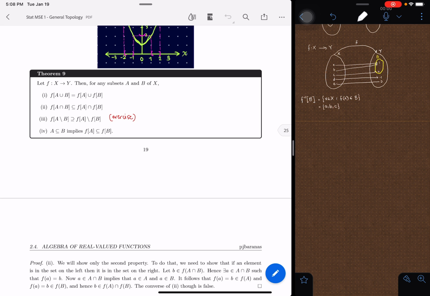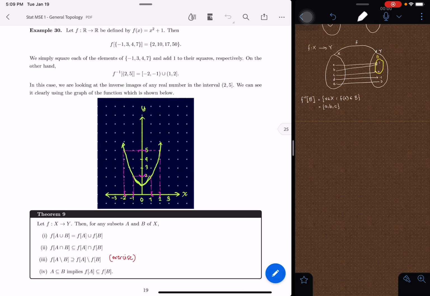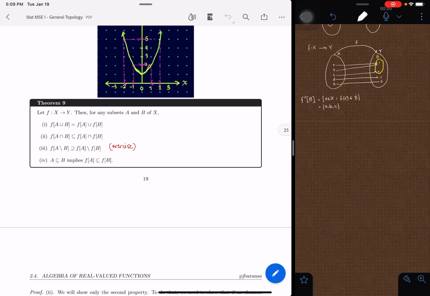Okay. Let us now discuss some properties of associated set functions. So let's have Theorem 9. Here we have a mapping f. It's an arbitrary function f from X to Y. And then we have subsets A and B of X. Okay, so Theorem 9 gives us some results on the direct image of unions and intersections and set difference.